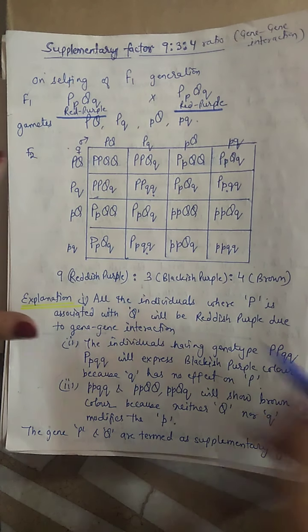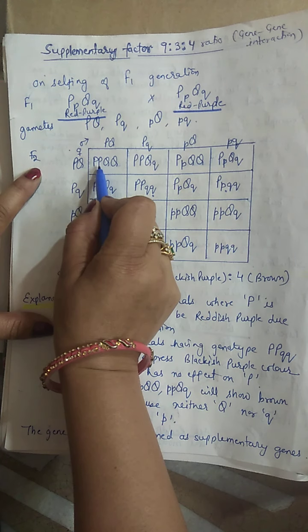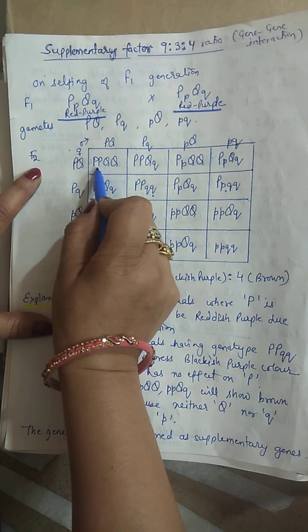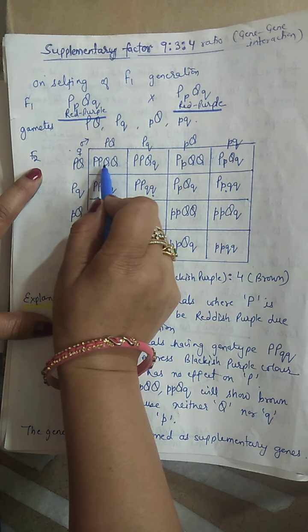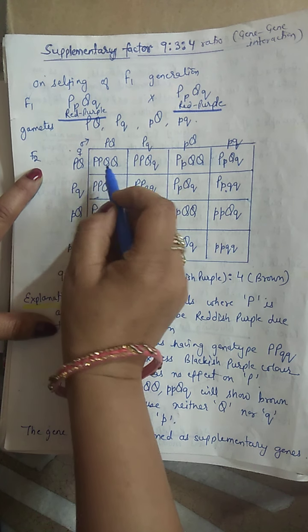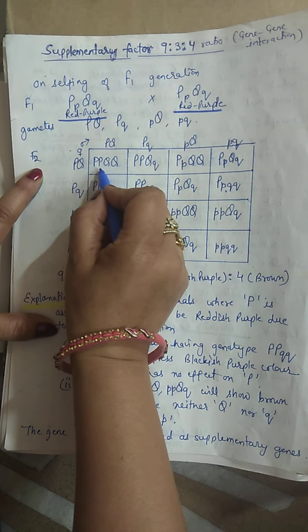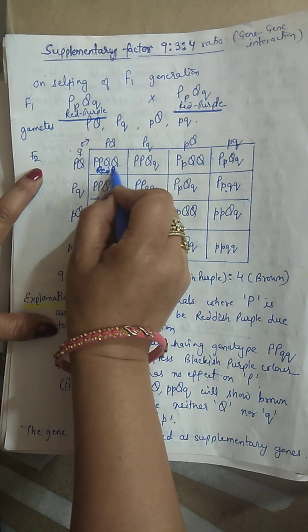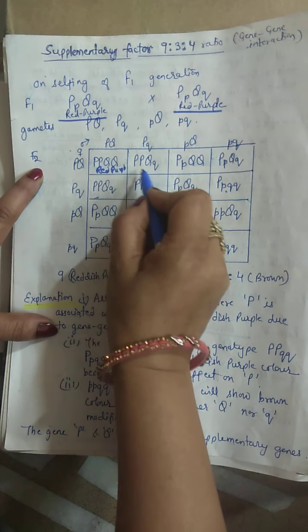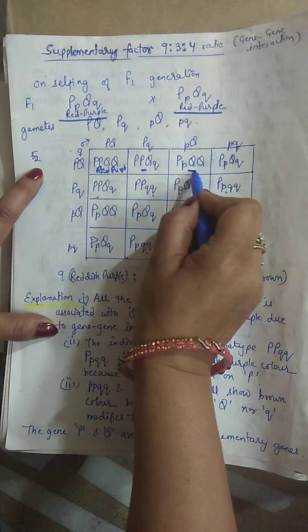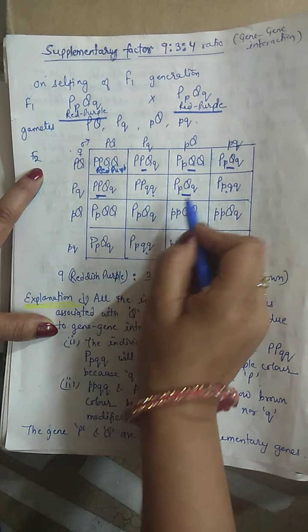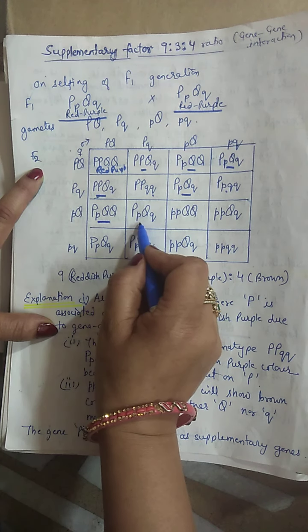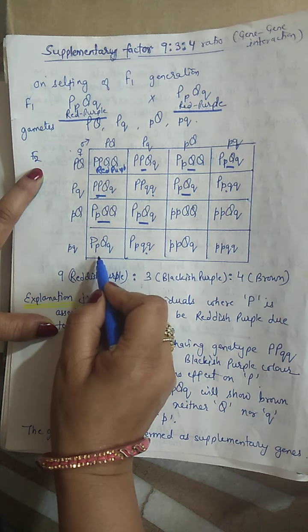Now we can observe that capital P, which is dominant for blackish purple color, is associated with the modifying factor, dominant Q. This will now produce reddish purple color. Similarly, all of these individuals will be reddish purple.